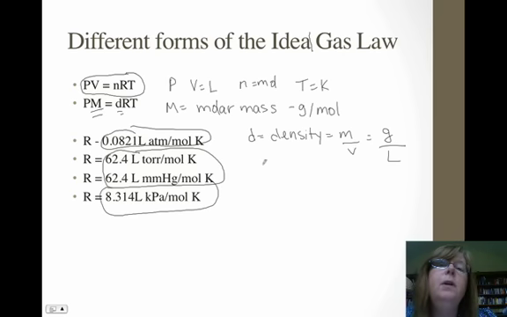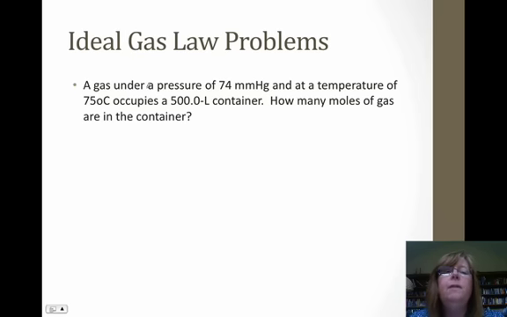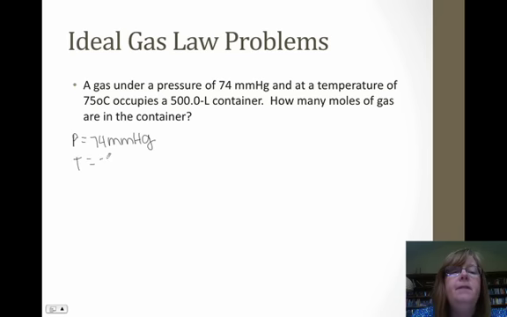So what we're going to do is work three problems using these two ideal gas equations. Mainly, you just have to get all your units in the right form, make sure you're using the correct R, plug your numbers in, and get an answer. All right, so our first problem is we have a gas under a pressure of 74 millimeters of mercury. So I like to go ahead and write everything down. My P is 74 millimeters of mercury. The temperature is 75 degrees Celsius. Well, that won't do. We've got to immediately convert that to Kelvin.